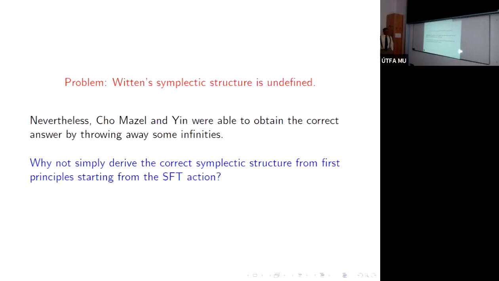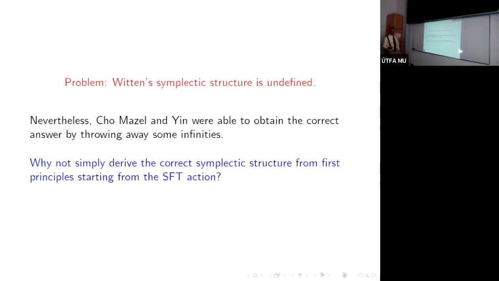But there was a problem with their calculation, which is that Witten's actual proposal for the symplectic structure was not really well thought out, essentially. But they still managed to get a sensible answer by throwing away the infinities in the right way. They justified their prescriptions to themselves, but ideally one would like to know what the symplectic structure is on phase space in string field theory, and this should be a well-defined object, and one should be able to compute it and get the right answer.